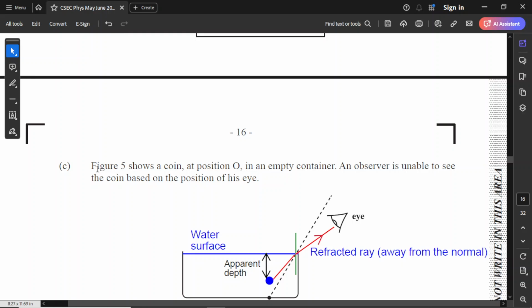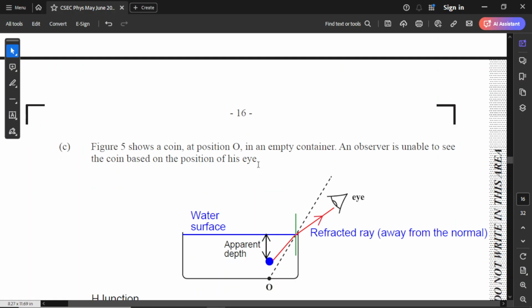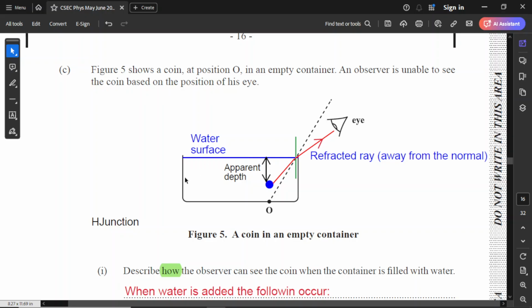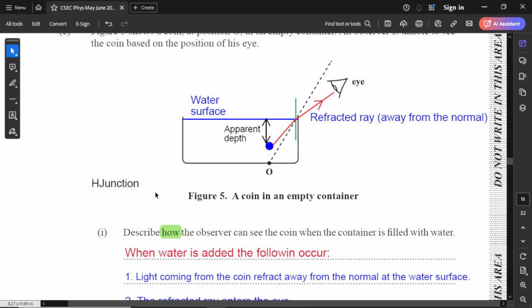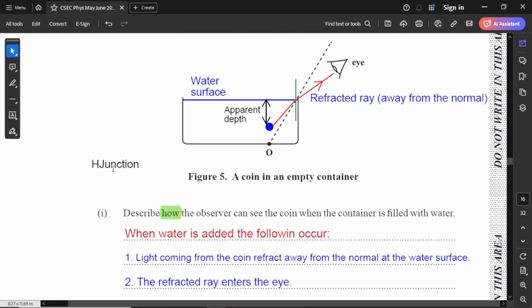Now for part C, figure 5 shows a coin at position O in an empty container. An observer is unable to see the coin based on the position of his eye. And here now we have the coin right here. All right, this is an error. This was placed somewhere else, so you ignore this piece here.